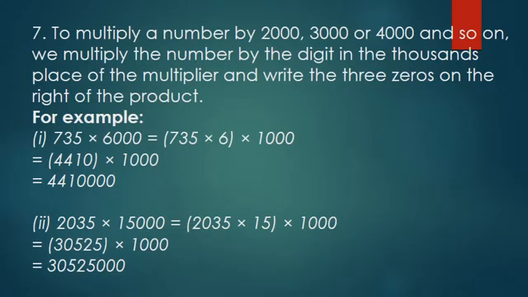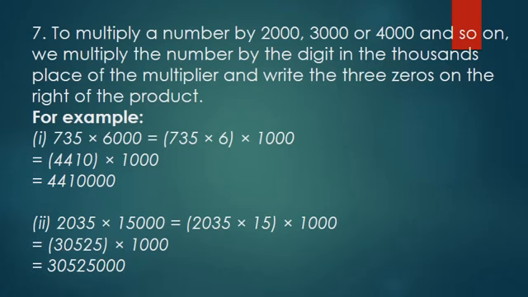Now property 7. To multiply a number by 2,000, 3,000 or 4,000 and so on, we multiply the number by the digit in the thousands place of the multiplier and write the 3 zeros on the right of the product. So for example, first one, 735 into 6,000 is equal to, in bracket you can write 735 into 6 and outside the bracket multiplied by 1000. So first you have to multiply the numbers given in the bracket and then multiply it by 1000.